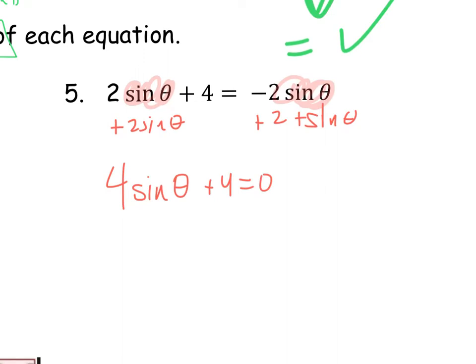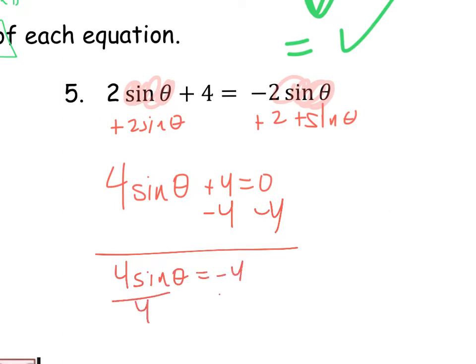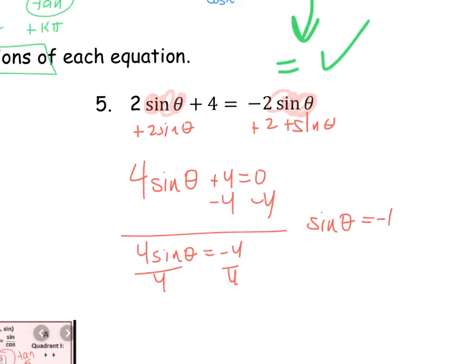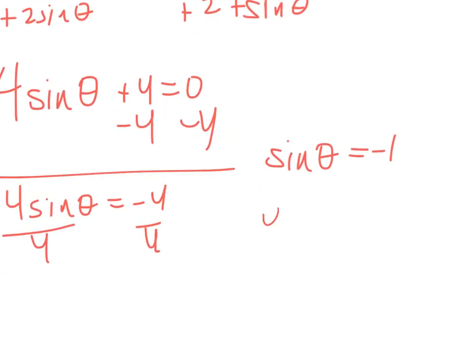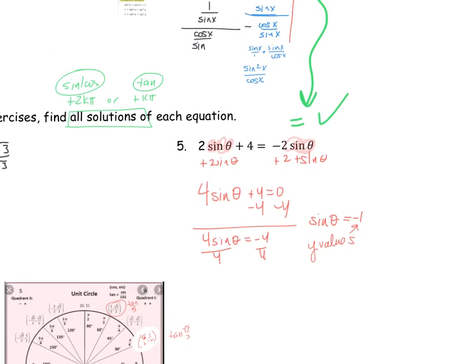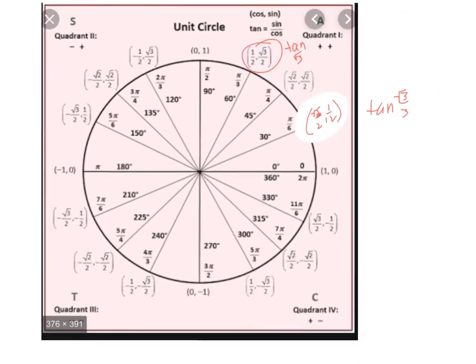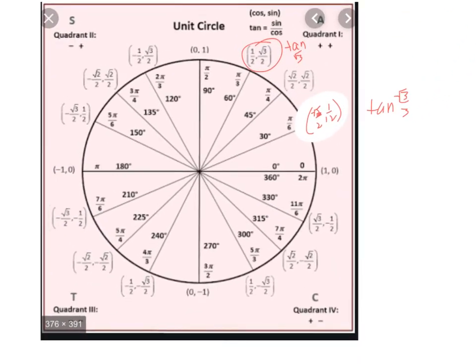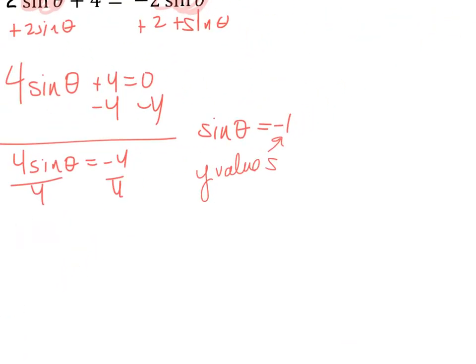Now what? Minus 4, perfect. So 4 sine of theta equals negative 4. Divide both sides by 4, and you get sine theta equals negative 1. What is that telling you? It's the y values. You're going to the unit circle, and you're looking for where the y value is negative 1. Where is that? 3 pi over 2. So you would say x equals 3 pi over 2.